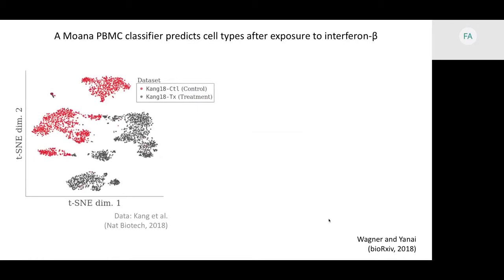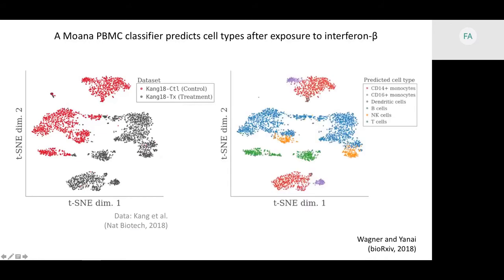And you see that when you put both data sets together into a t-SNE, they separate by condition. So probably some combination of batch effect and treatment effect here. What we did is we trained a classifier on the control data set, and then we used it to predict the cell types in the treatment and also in the control data set. And what you get is something like this. You see that the classifier essentially completely ignores whatever batch effect or treatment effect there is, and it manages to assign cell types independently of that effect.